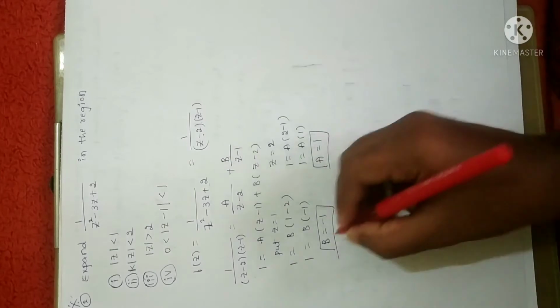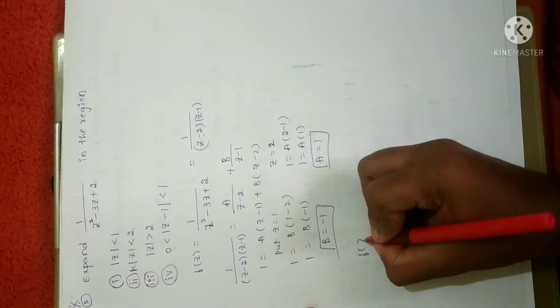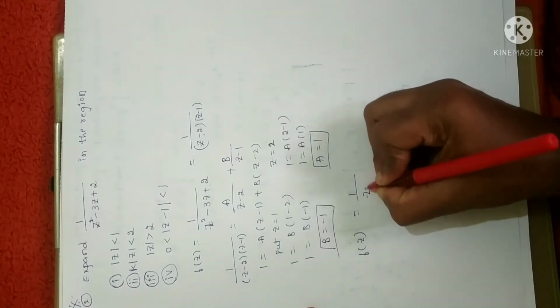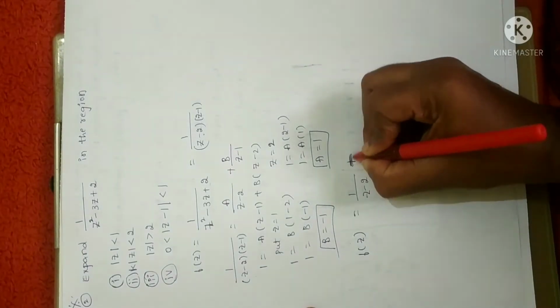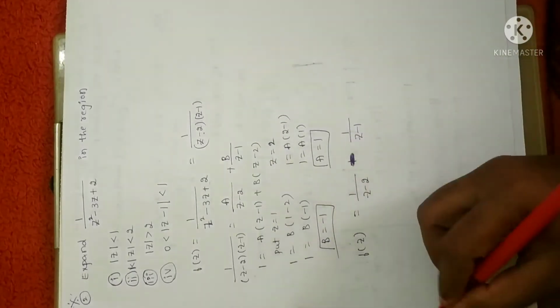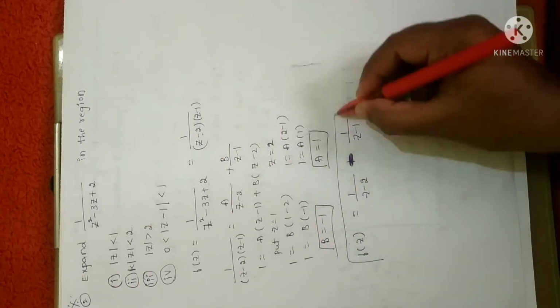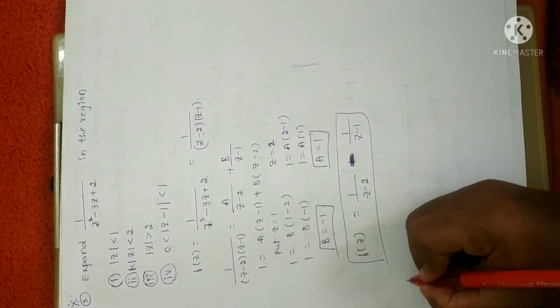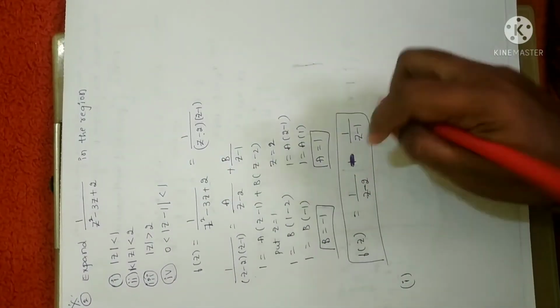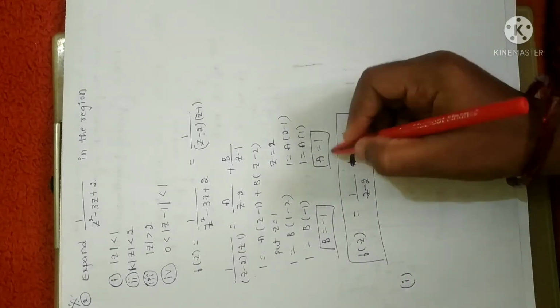Since I have obtained a and b values, I can write f of z. I am going to split this as a is 1 divided by z minus 2, plus b is minus 1, so I can write minus 1 divided by z minus 1. So I have obtained the function f of z now. Now let me solve the first one. So we have to expand this function. It is minus, why? Because b is minus 1.